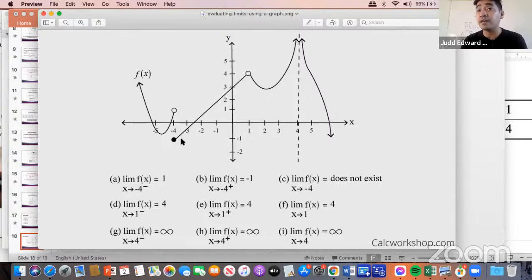Tapos ipapa-identify agad sa'yo yung limit. Dapat magaling kang tumingin. Okay. Next. What is the limit of f of x as x approaches negative 4?